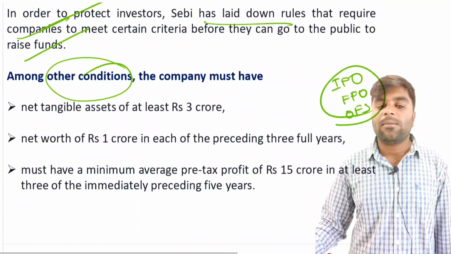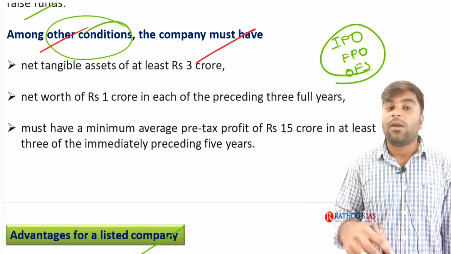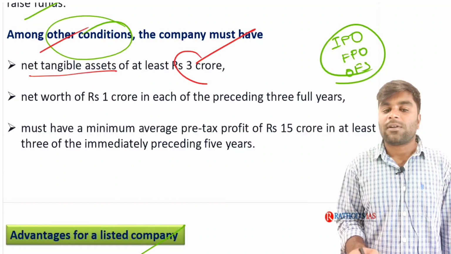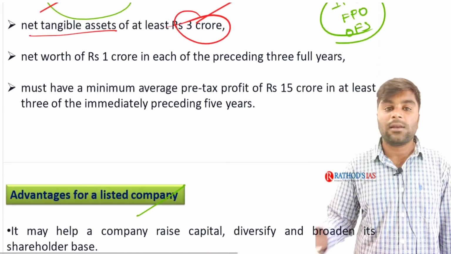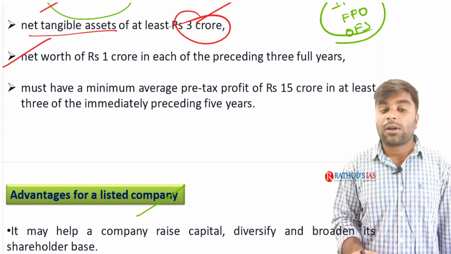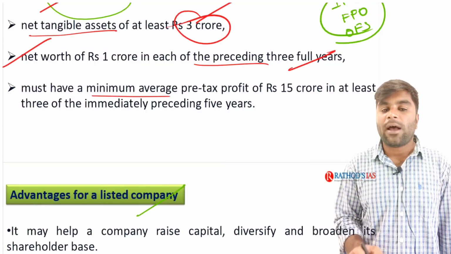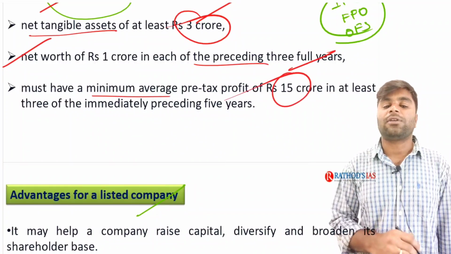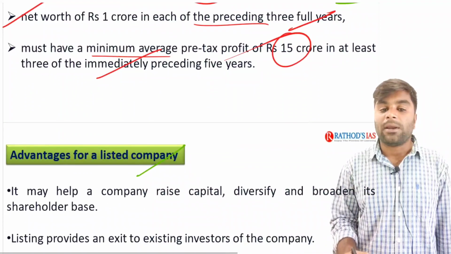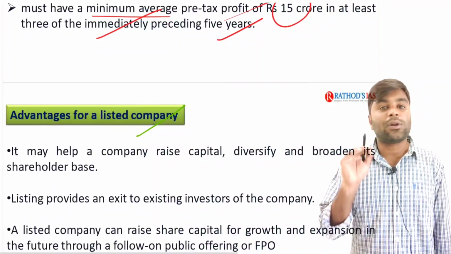Now, what are the minimum conditions? Apart from others, what are the conditions a company must have in order to go for such an issue? See, the net tangible assets must be at least 3 crores. Remember these criteria, UPSC may ask us, right? Net worth of 1 crore in each of the preceding 3 full years, and a minimum average pre-tax profit of 15 crores in at least 3 of the immediately preceding 5 years. So these are the 3 important conditions. These are the facts, you need to remember them.